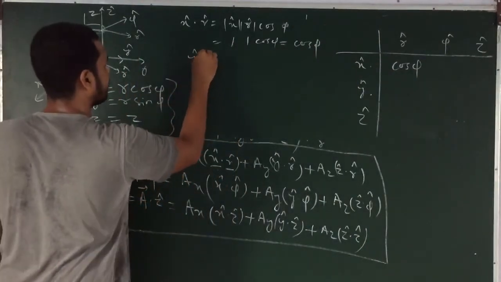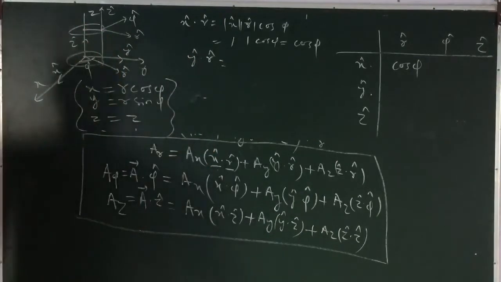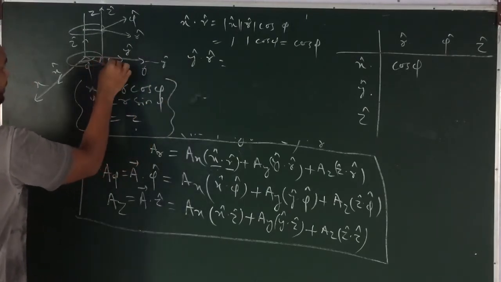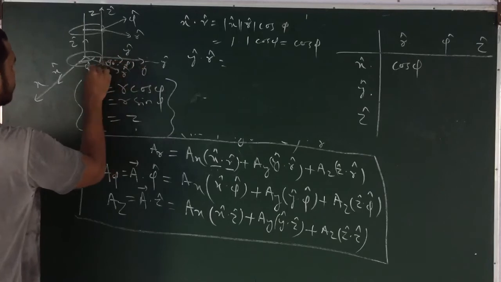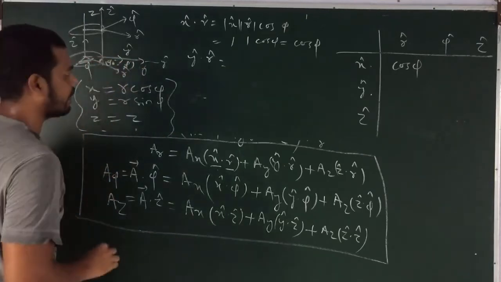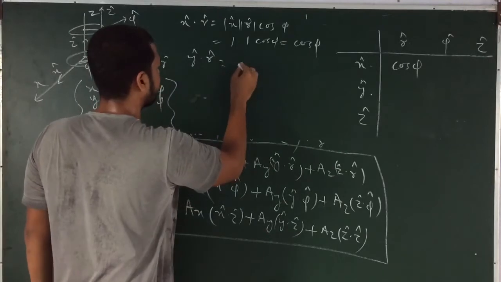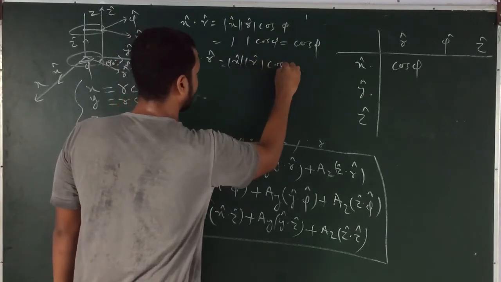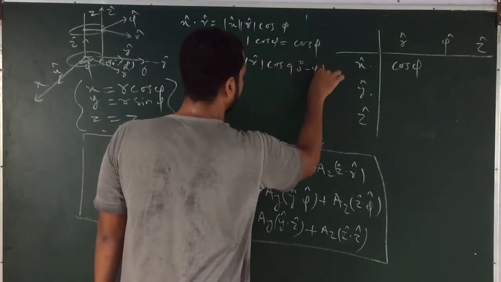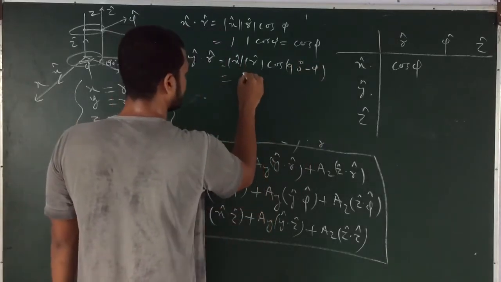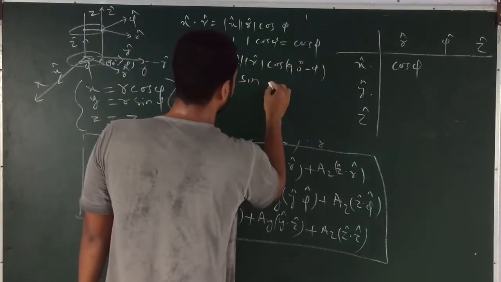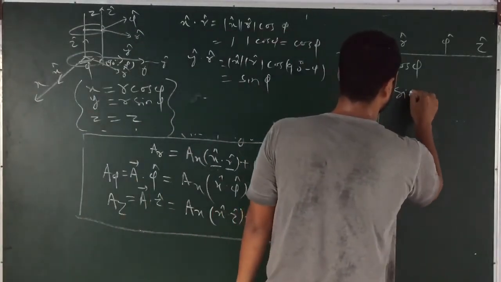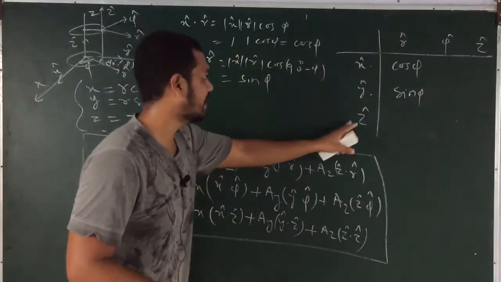Similarly, y cap dot r cap. This is the y cap direction, this is the r cap direction. This angle will be 90 degrees minus phi. Yes or no? If this is phi, this will be 90 degrees minus phi. So what will you get? y cap, r cap, cos of 90 degrees minus phi. From here you will get 1 times, similarly you get only sin phi. Okay, so y cap dot r cap is sin phi.